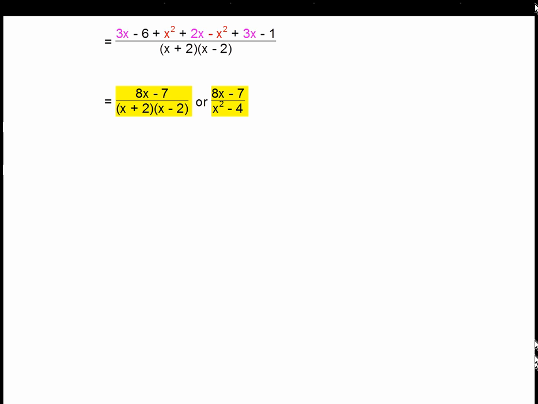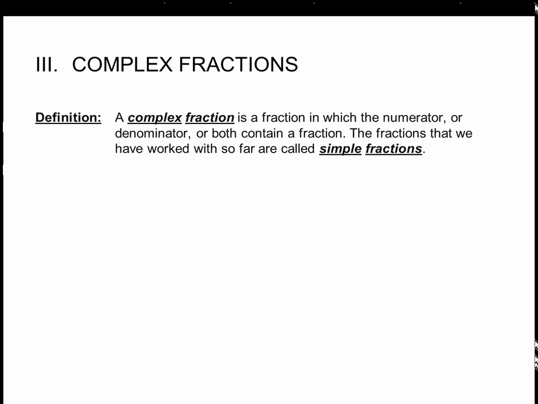Okay, let's move on to the final topic of this section with rational expressions. Complex fractions. First, exactly what are they? So definition, a complex fraction is a fraction in which the numerator or denominator or both contain a fraction. So kind of loosely speaking, it's a fraction over a fraction. The fractions that we have worked with so far are called simple fractions. Okay, not simplified, but simple.